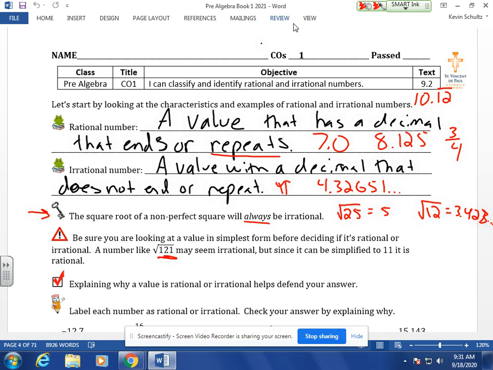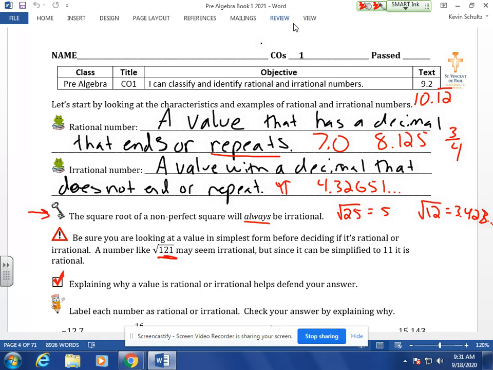Okay? To check your answer, explaining why a value is rational or irrational helps defend it. Does the decimal end? Yes, rational. Does the decimal repeat? Yes, rational. Does the decimal go on forever? Yes, irrational, right? So if you kind of think through it and just kind of defend it a little bit, that's one way you can check your answer.